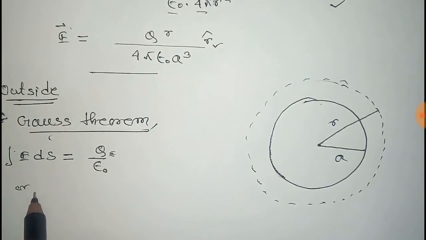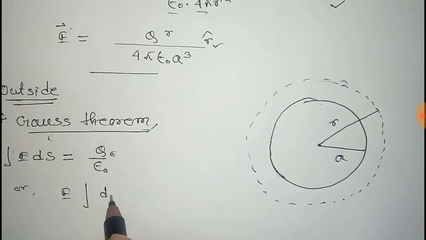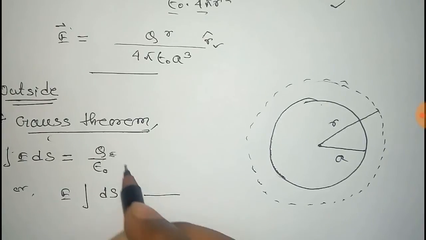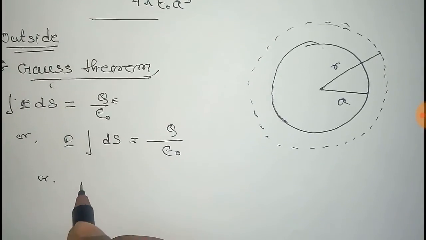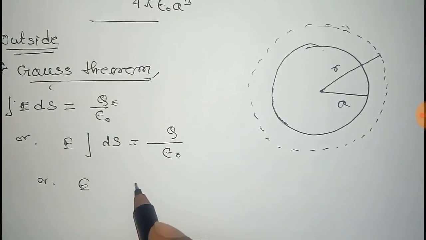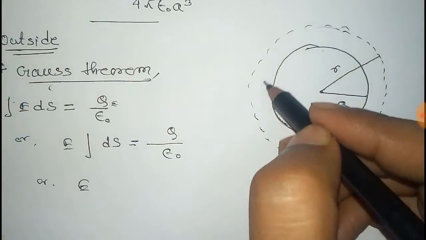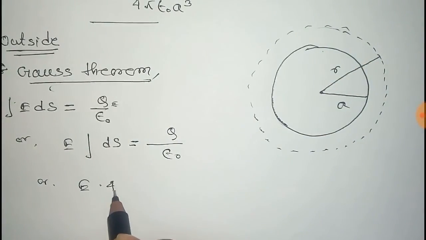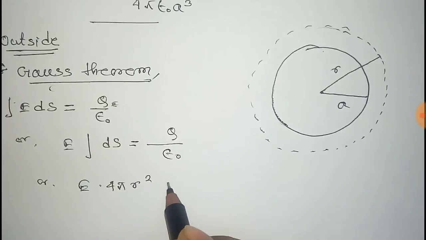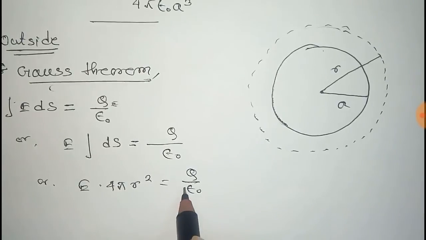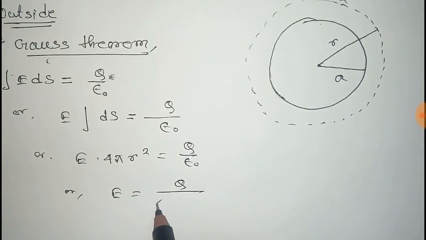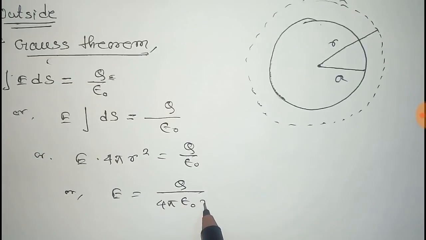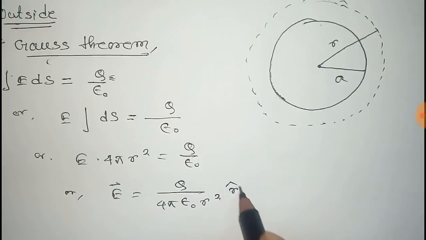So E times the integral of ds is equal to q by epsilon naught, because E is constant. The value of the integral of ds is the area of the Gaussian surface, that is 4 pi r square, equal to q by epsilon naught, or E is equal to q by 4 pi epsilon naught r square. This is the value of the electric field, and the E vector is along the r cap.